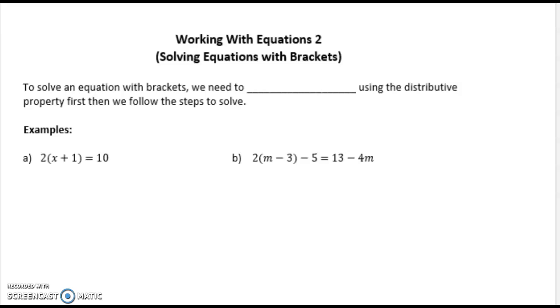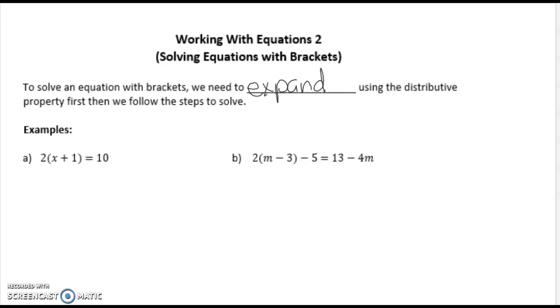Okay, so this lesson is called Working with Equations, number 2. So we're going to be solving equations with brackets. To solve an equation with brackets, we need to expand using the distributive property first. Then we follow the steps to solve.